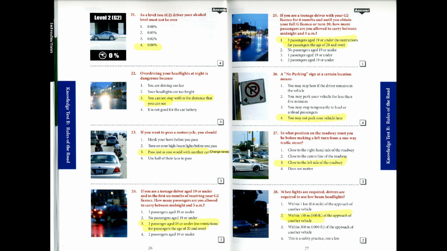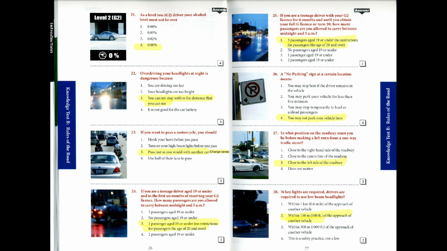If you want to pass a motorcycle, you should pass just as you would with another car by changing lanes. Number 24. If you are a teenage driver aged 19 or under and in the first 6 months of receiving your G2 license, how many passengers are you allowed to carry between midnight and 5 a.m.? 1 passenger aged 19 or under between midnight and 5 a.m. No restrictions for passengers the age of 20 and over.